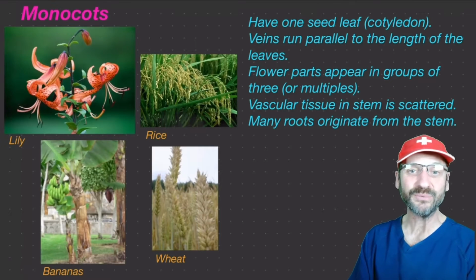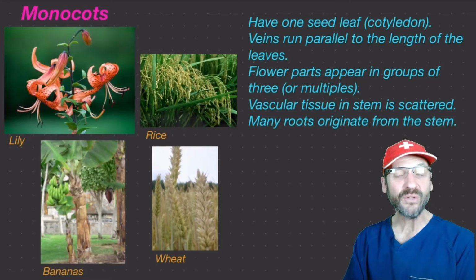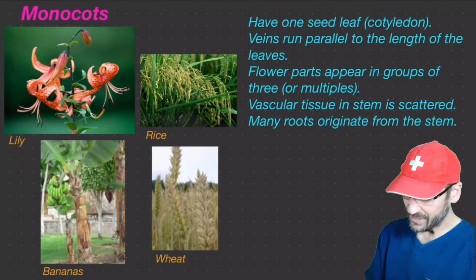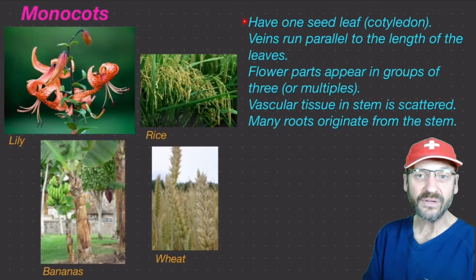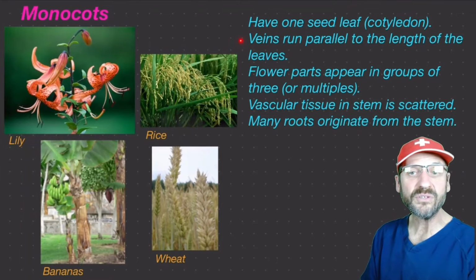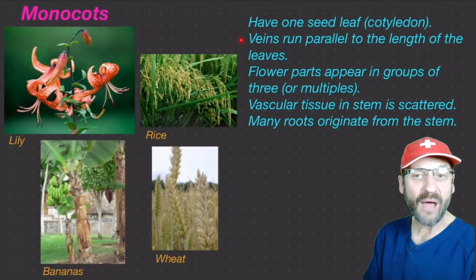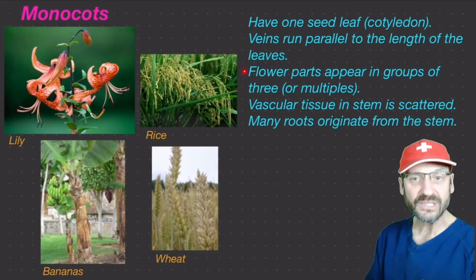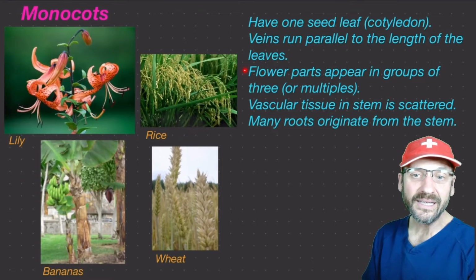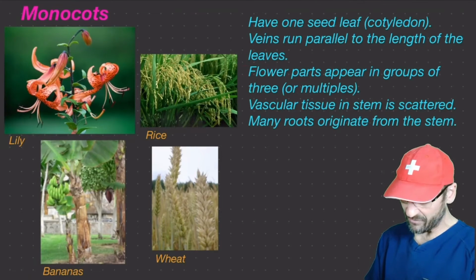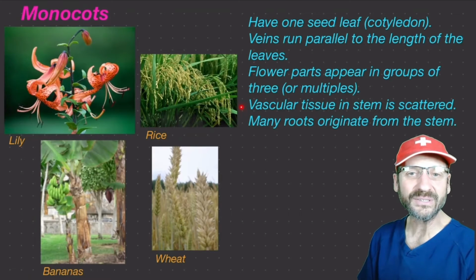basal angiosperms. Monocots have one seed leaf, and you can see the descriptions over here, and here are some monocots. So monocots have one seed leaf. You can see that up here. Their veins run parallel to the length of their leaf, and we have that described right over here. And flowering parts appear in groups of three or multiples of three, and that's described right in here. And the vascular tissue in the stem is scattered, and many roots originate from the stem. And that's described right in here.